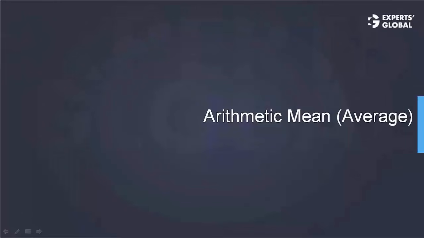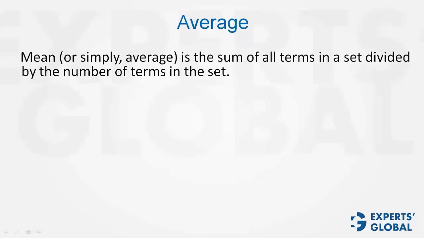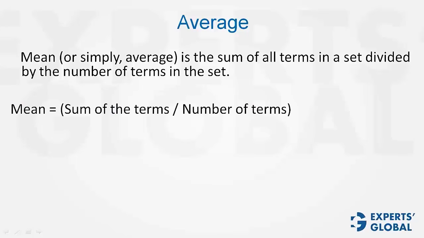Let's start from the basics. The first topic is arithmetic mean, or simply average. Mean, or simply average, is the sum of all terms in a set divided by the number of terms in the set. That's the relationship.